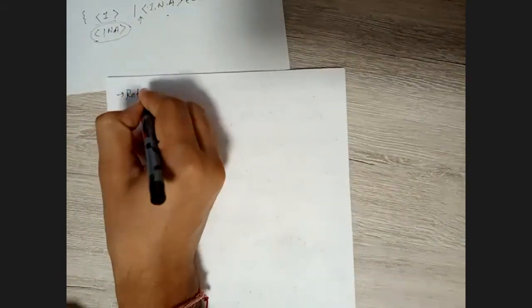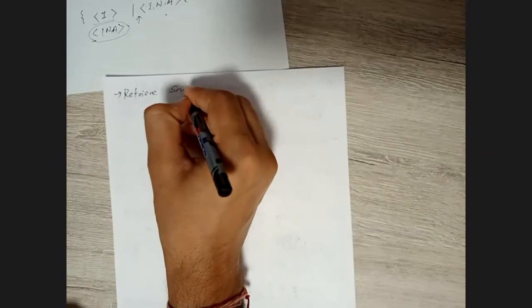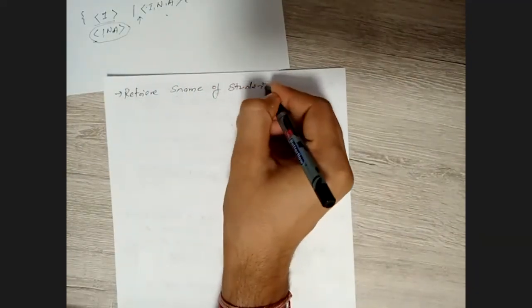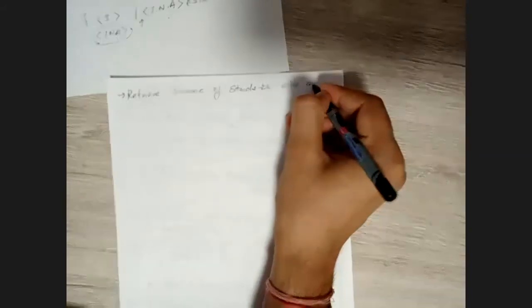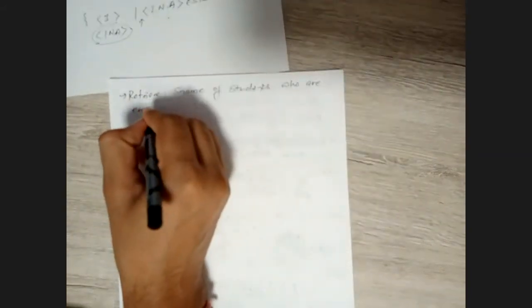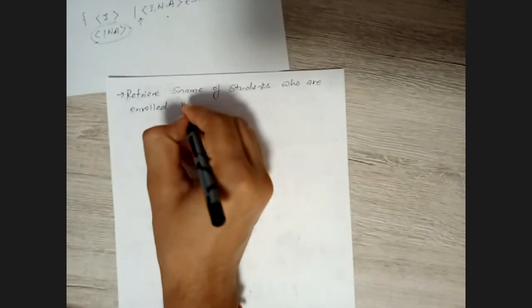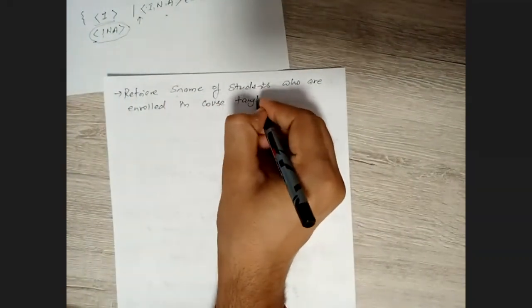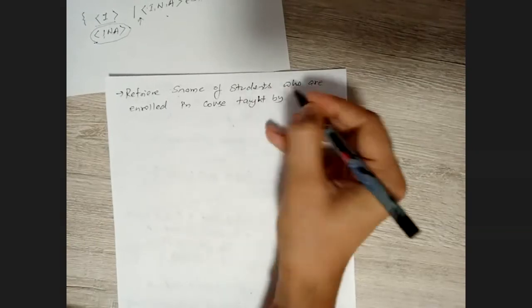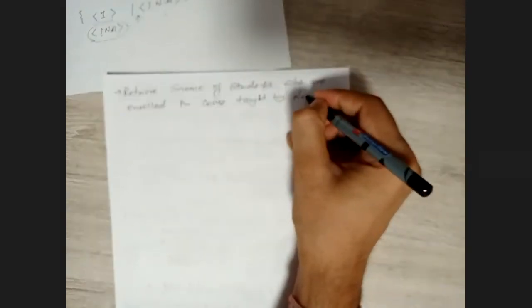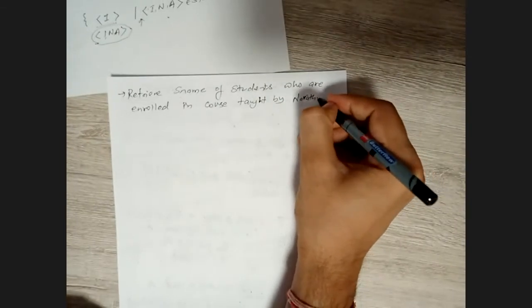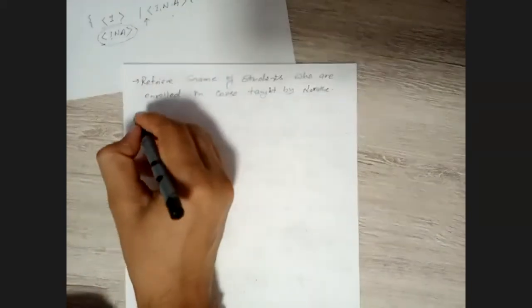We need to retrieve S name of students who are enrolled in a course taught by, let's say, Navathe. Every time we are taking Korth, let's give a chance to Navathe as well. Okay, so what should be the relational algebra query?